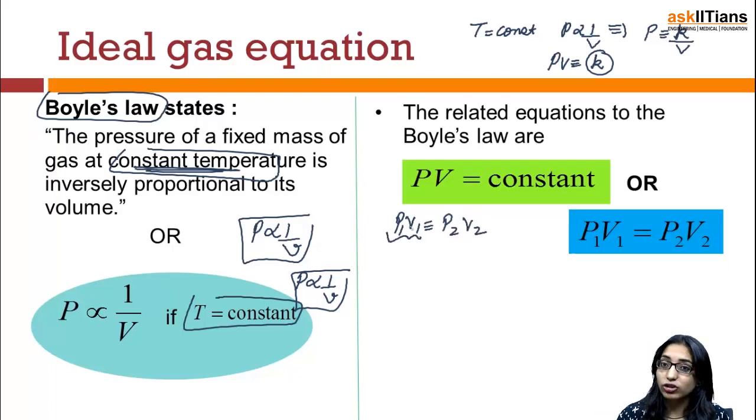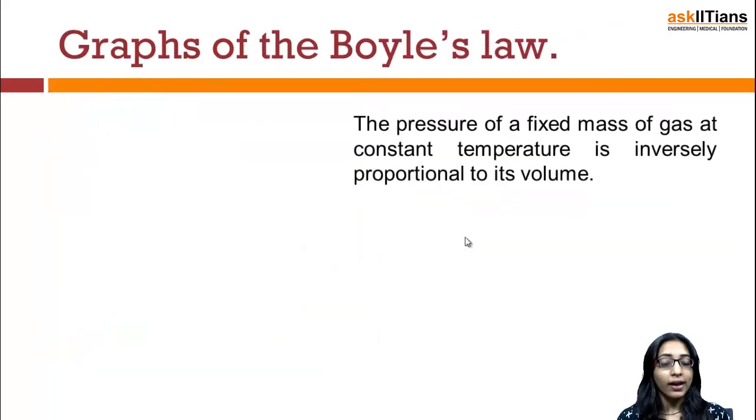Let it be the initial state of pressure and volume and this be the final state of pressure and volume. But you have to keep in mind that for the complete condition, the temperature of the system has to be kept constant. Now once we are done with this, let us move over to what we mean by the graphs of Boyle's law.